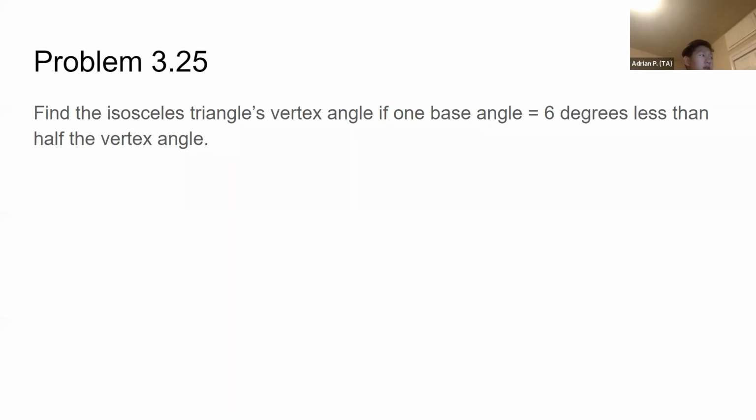To find the vertex angle, you just want to solve for x. So you have x plus 2 times x over 2 minus 6, which is the base angles, and that's going to equal 180. You multiply the 2 through, and you have x plus x minus 12 equals 180. So you should get 2x equals 192, equals 96, I think. Yeah, x equals 96.